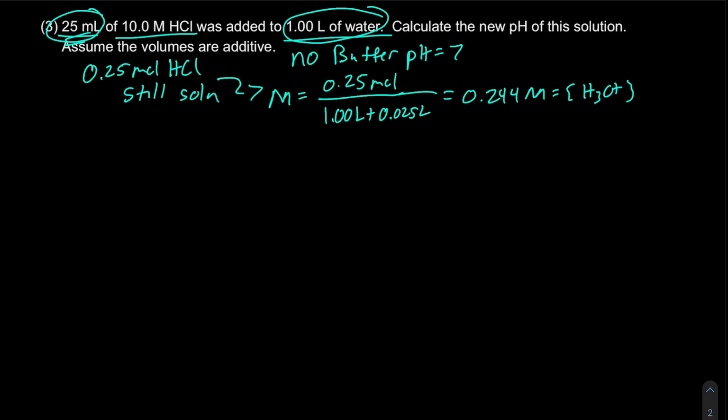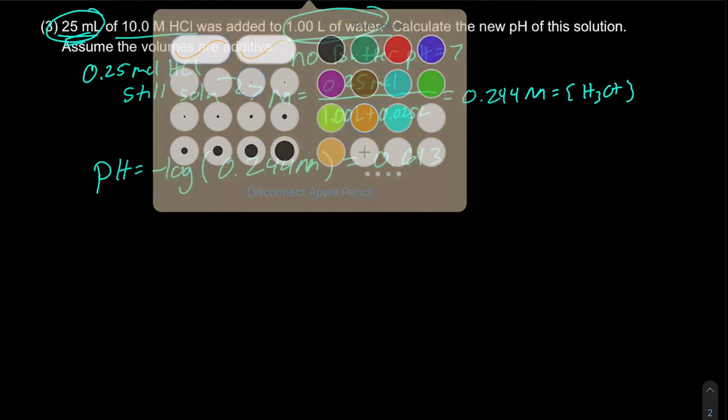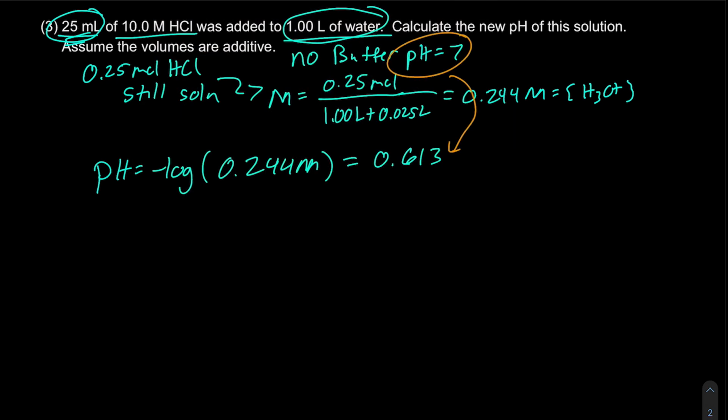And we know that those are the same because it completely ionizes. Well, now if we know our concentration, we can calculate our pH as the negative log of 0.244 molarity for our H3O plus. And so we're going to get a pH of 0.613. And so we see here that we've gone from a pH of 7 all the way down to a pH of 0.613. And that is a huge pH change.